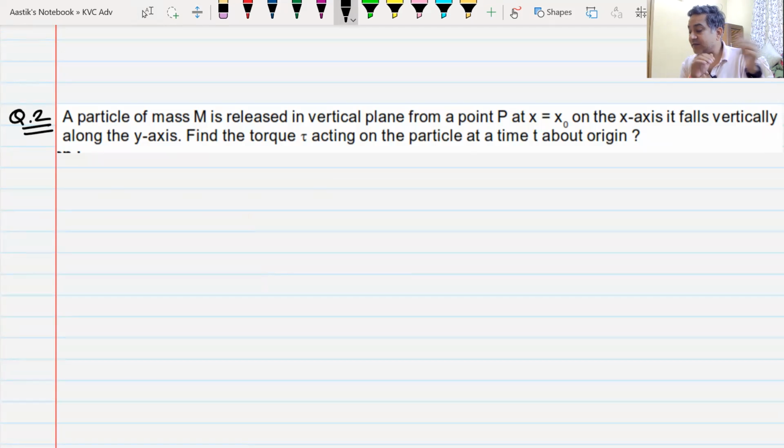A particle of mass m is released in a vertical plane from a point P at x equal to x naught on the x-axis. It falls vertically along the y-axis. Find the torque tau acting on the particle at time t about the origin. Remember, this body is falling under gravity. The value of g is g. This body is falling vertically under gravity. We understand this? Yes or no?